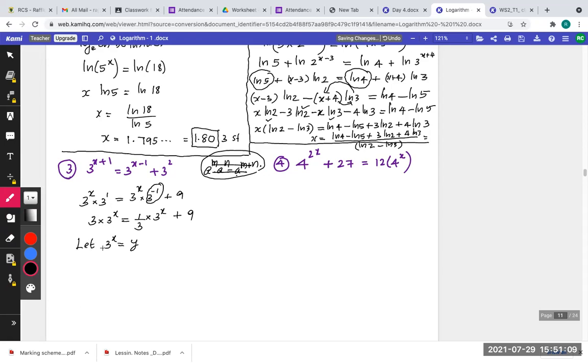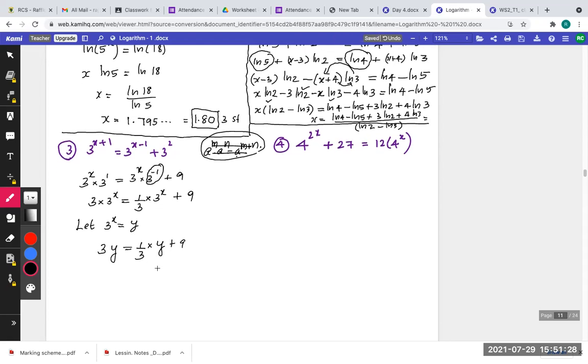So what will be the change in the question? 3 times 3 to the power x is 3y. So 3y equals 1/3 of y plus 9, because every 3 to the power x is replaced with y. Isn't it a simple equation to solve for y? Yes, right? But our aim is to find x, not y.